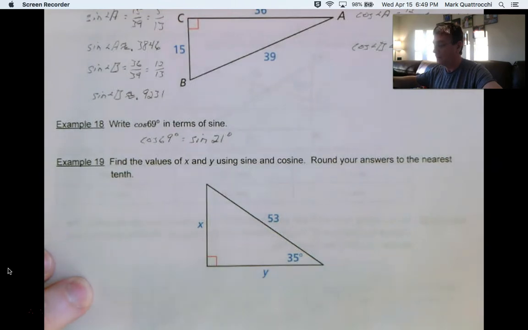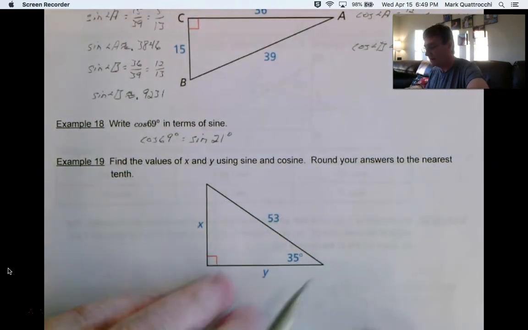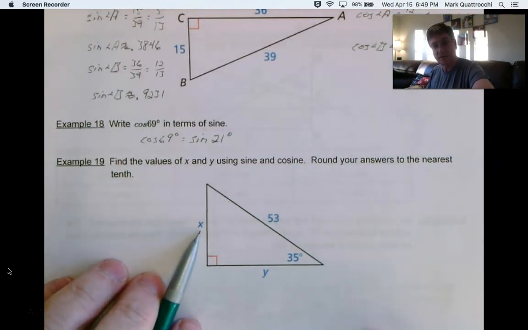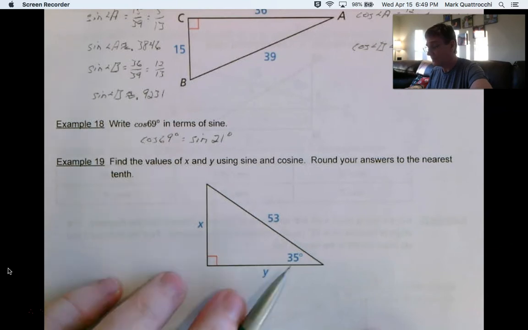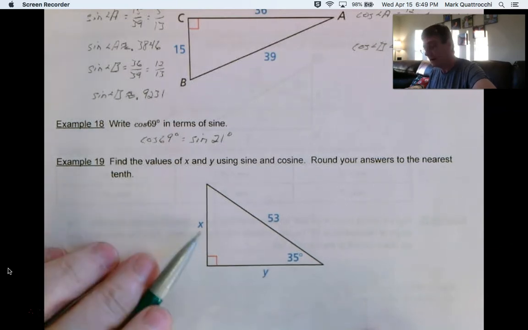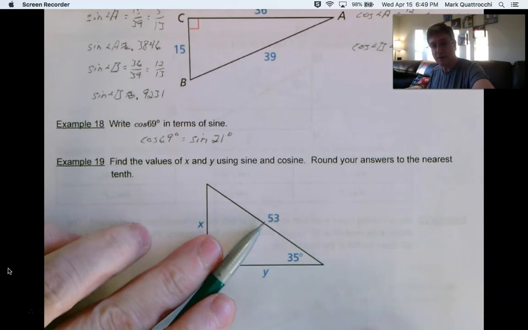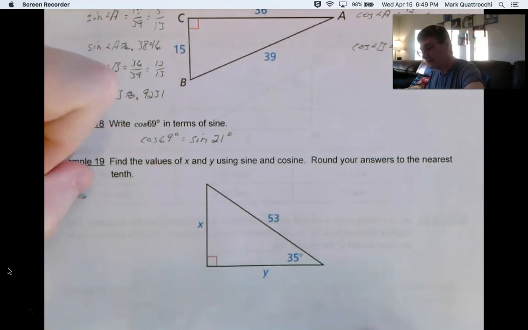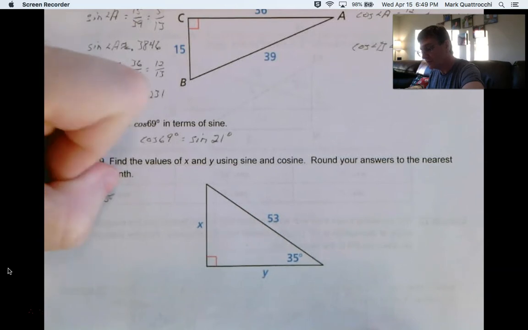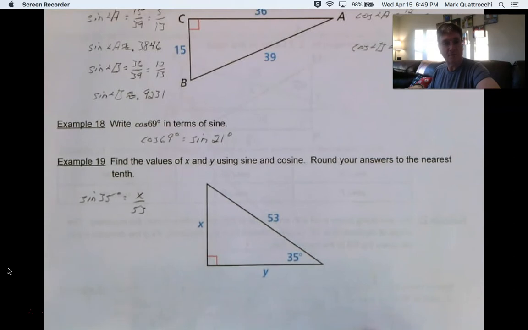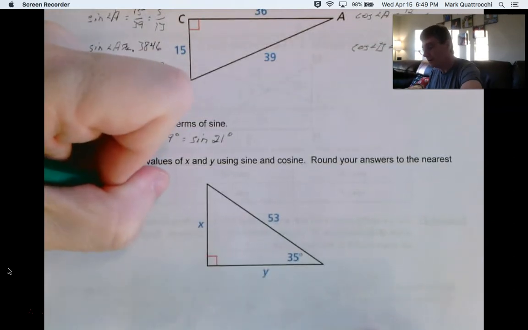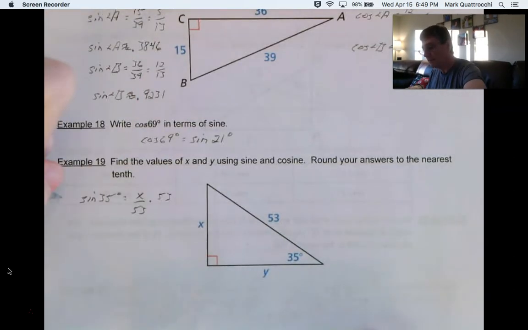Example 19. Find the values of x and y using sines and cosines. So let's find the value of x first. We know this is 35. x is opposite. 53 is hypotenuse. That is sine of 35 degrees equals x over 53. Multiply both sides by 53.